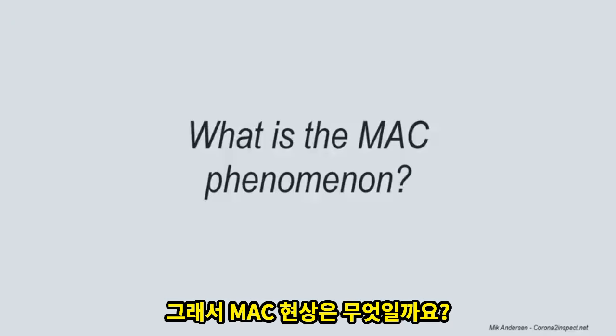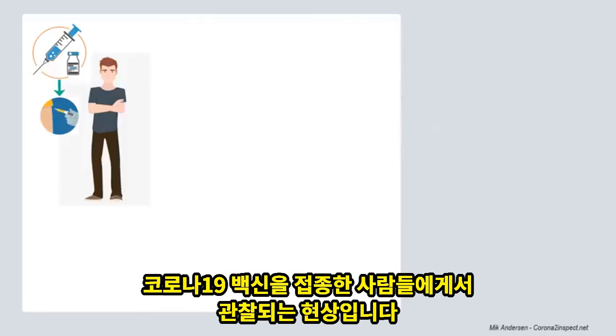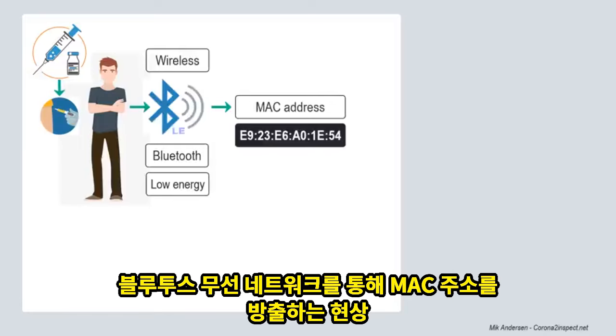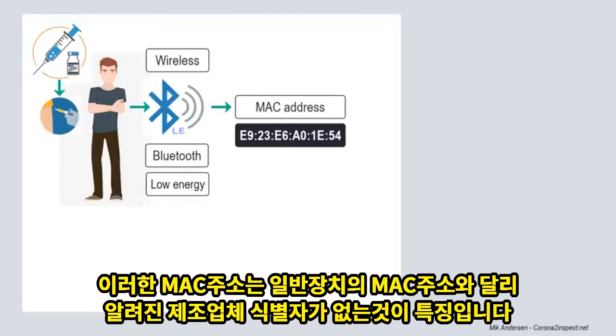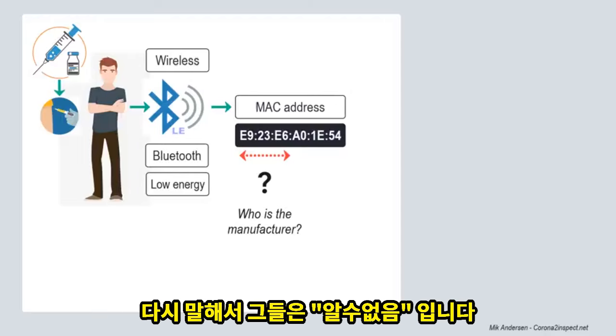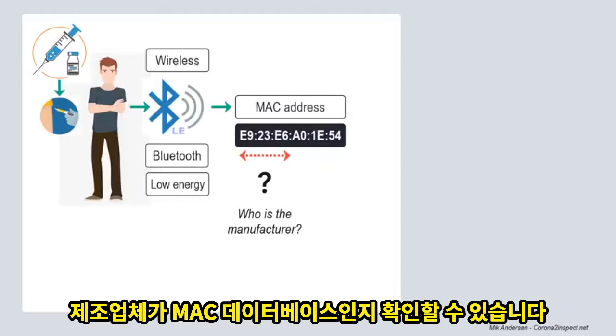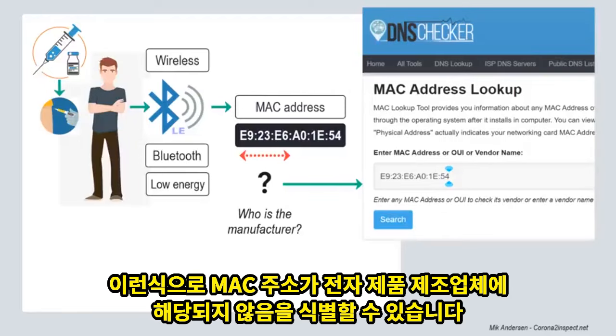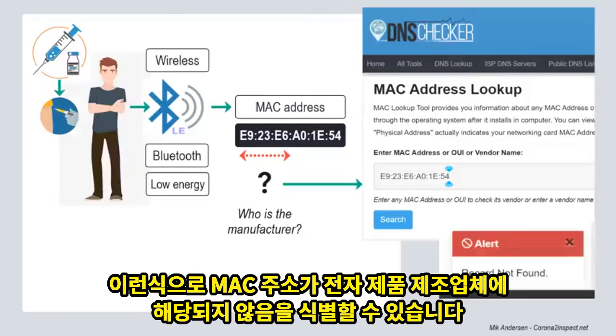So, what is the MAC phenomenon? It is the phenomenon observed in people inoculated with COVID-19 vaccines, whereby they emit MAC addresses over a Bluetooth wireless network. These MAC addresses, unlike those of a normal device, are characterized by having no known manufacturer identifier. In other words, they are unknown. This can be checked in any of the manufacturer's MAC databases. In this way, it can be discerned that the MAC address does not correspond to any electronics manufacturer.